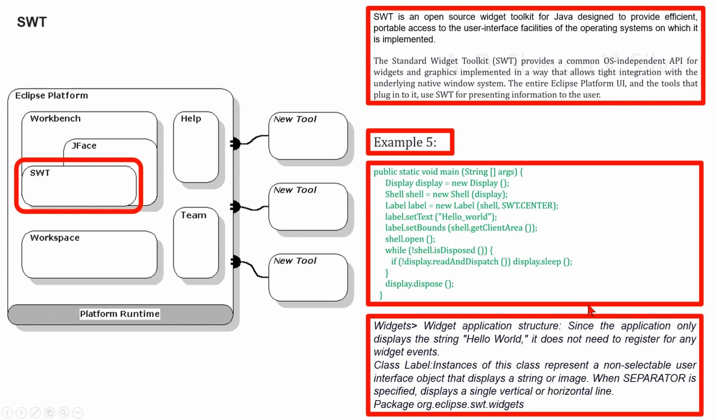The following code snippet is adapted from the org.eclipse.swt.examples.helloworld.HelloWorld2 application. Since the application only displays the string hello world, it does not need to register for any widget events. The display represents the connection between SWT and the underlying platform's GUI system. Displays are primarily used to manage the platform event loop and control communication between the UI thread and other threads.